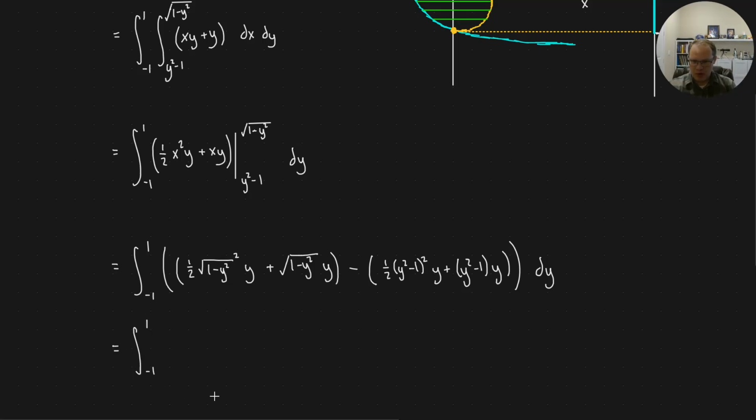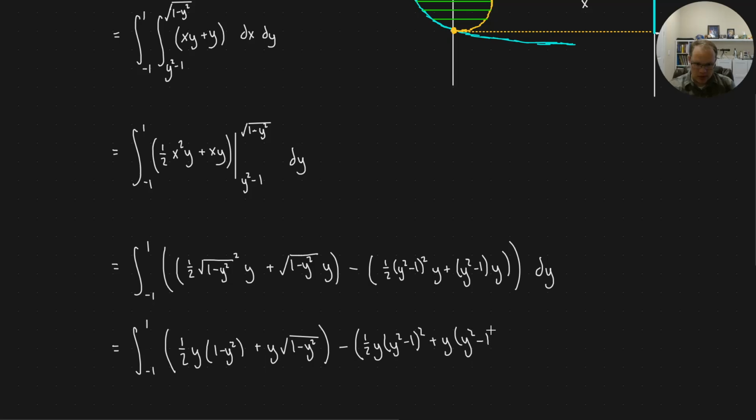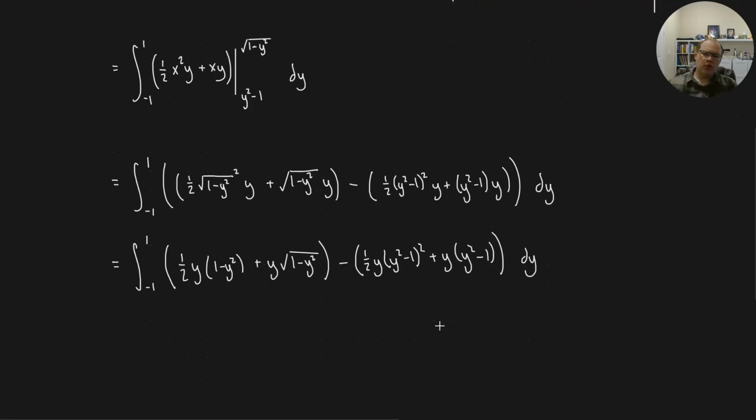We want to simplify that before we try taking the integral. So inside here, I get 1/2. I'm going to move this y over here to the front. And then the square root squared, the square root goes away. I just have 1 minus y squared. Plus, I'm going to do the same thing here. Just move the y to the front of the term. Y root 1 minus y squared. Minus 1/2, move the y to the front, y squared minus 1 squared plus y times y squared minus 1. Okay, so to fully simplify this, we're going to want to multiply all this out.